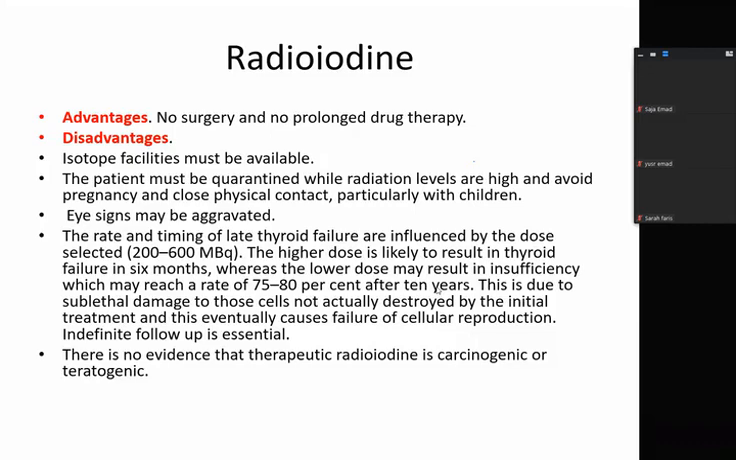The high dose is likely to result in thyroid failure in 6 months. A low dose may result in insufficient therapy, with a 75-80% recurrence rate after 10 years. The sublethal damage affects cells that are not actually destroyed by the initial treatment, and this eventually causes failure of cellular reproductive development. There is no evidence that therapeutic radioiodine is carcinogenic or teratogenic.